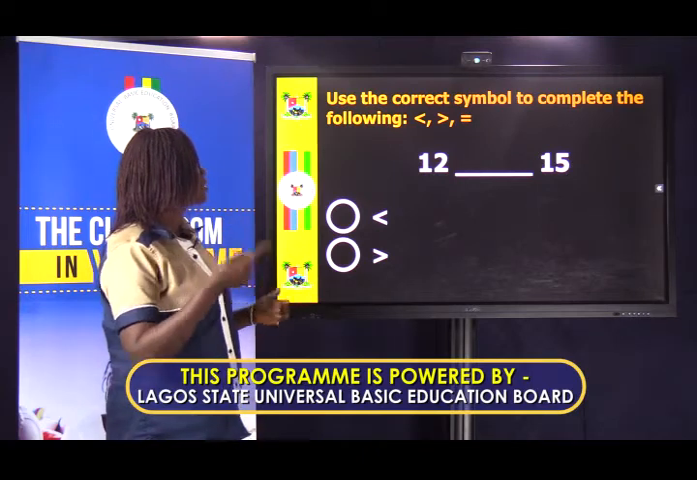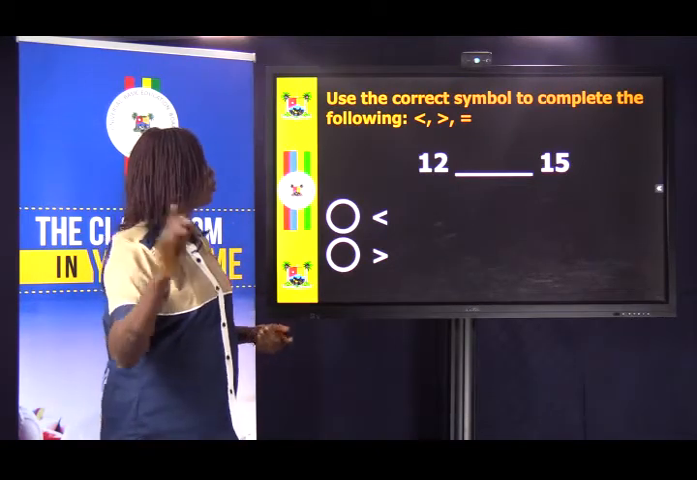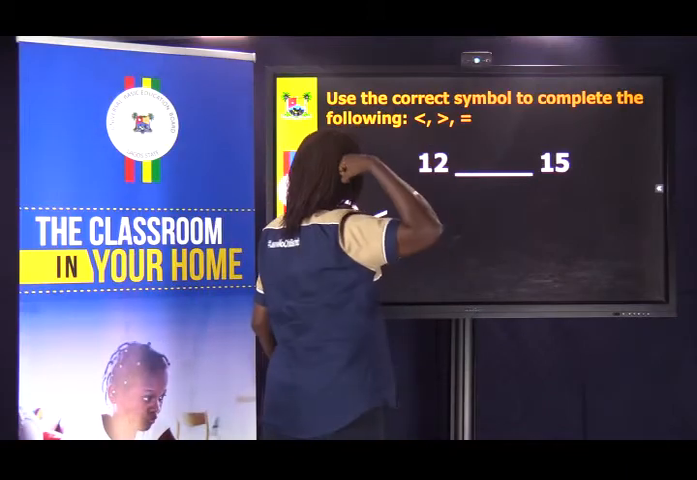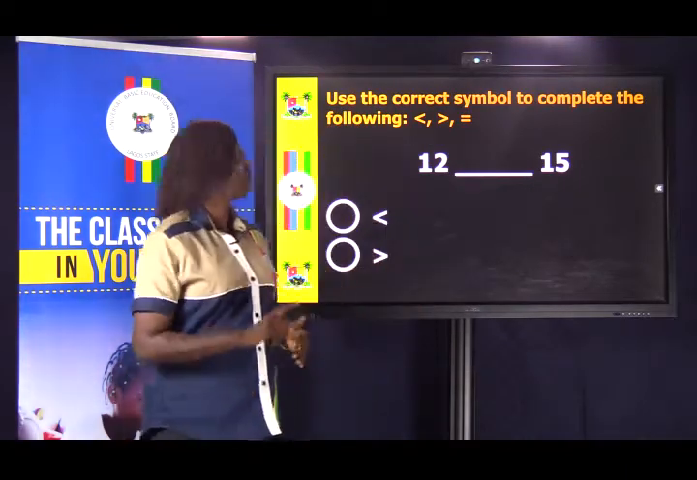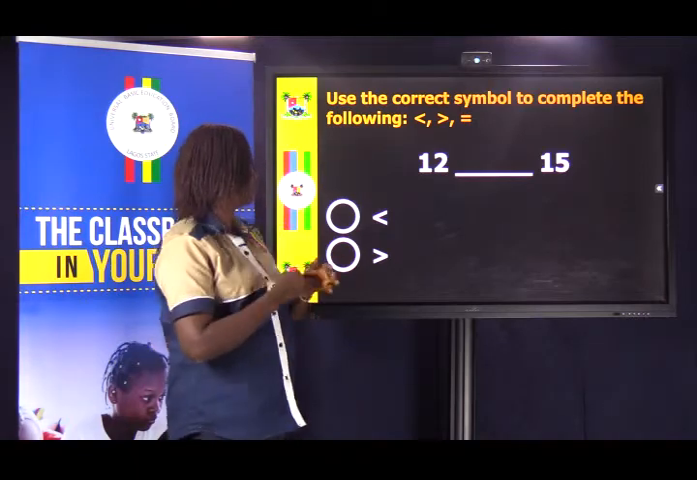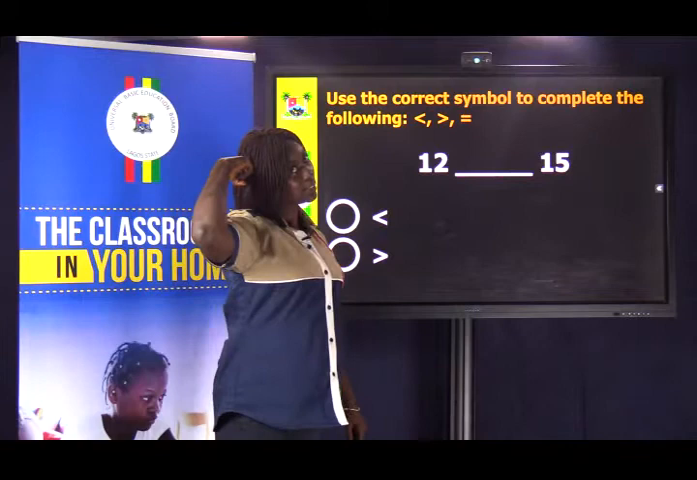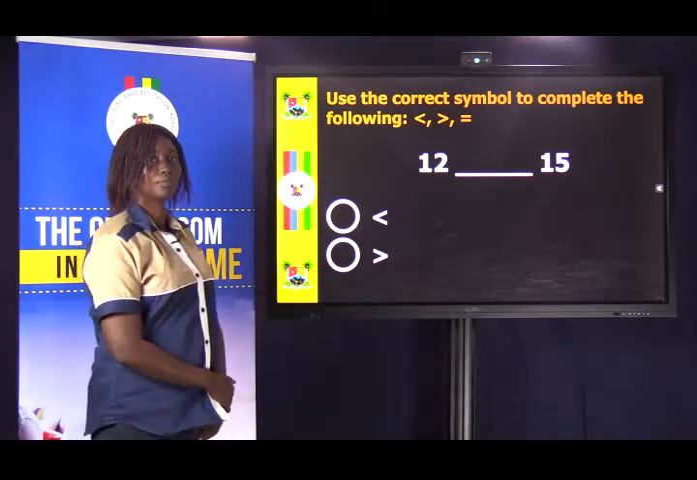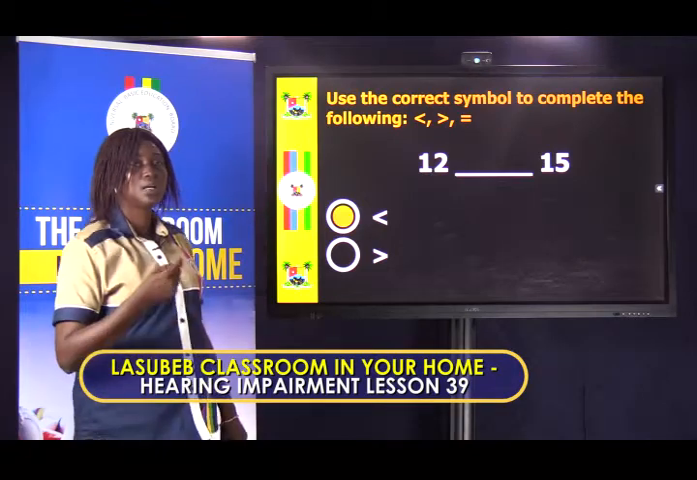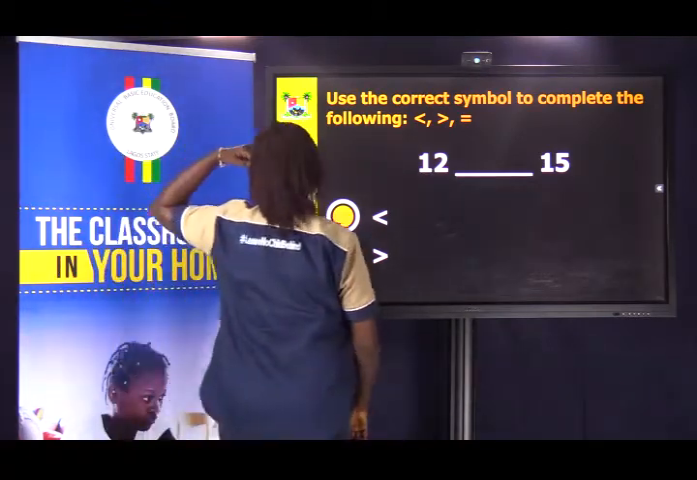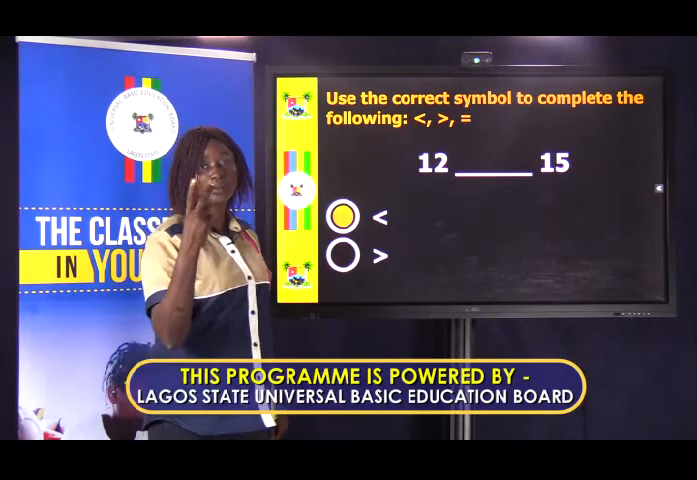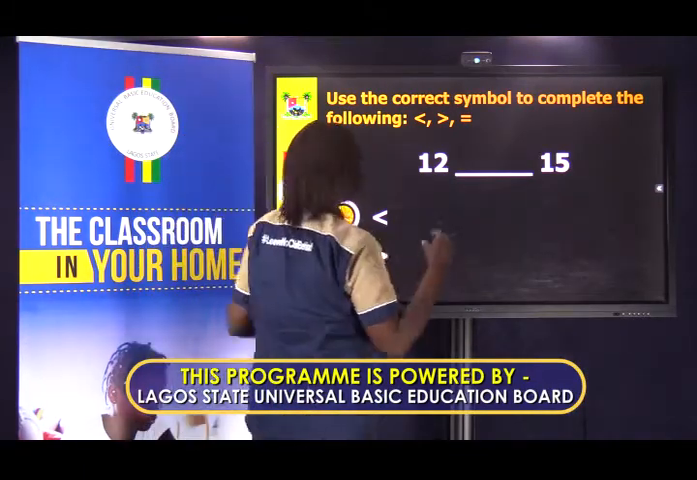Now, use the correct symbol to complete the following. We have less than, greater than, equals to. So, 12 and 15. Is it less than or greater than? What is your answer? The answer is less than. 12 is less than 15.